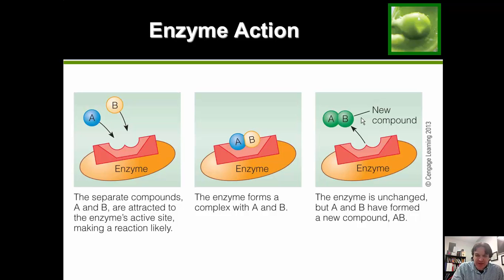They speed up chemical reactions because these compounds may be able to react with each other and get together anyway, but it may take an unreasonable amount of time to do so, and so enzymes speed up how quickly it would take for those reactions to occur.